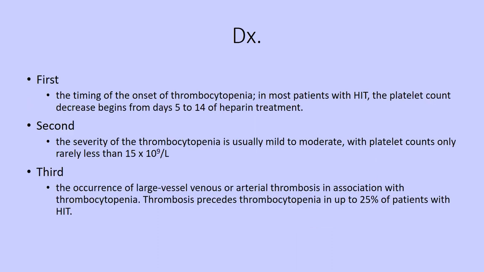Diagnostics. First, the timing of the onset of thrombocytopenia. In most patients with HIT, the platelet count decreases and begins 5 to 14 days after heparin treatment. Second, the severity of thrombocytopenia is usually mild to moderate, with platelet counts only rarely less than 15 times 10 to the ninth. And then third, the occurrence of large vessel venous or arterial thrombosis in association with thrombocytopenia. Thrombosis precedes thrombocytopenia in up to 25% of patients with HIT.